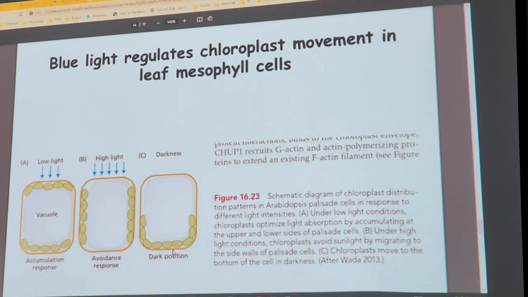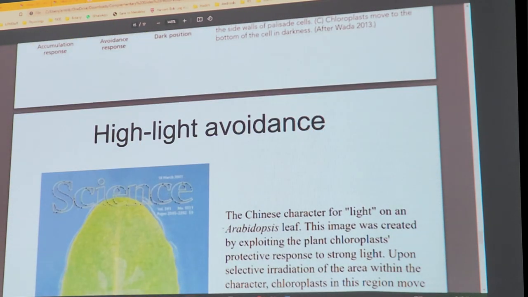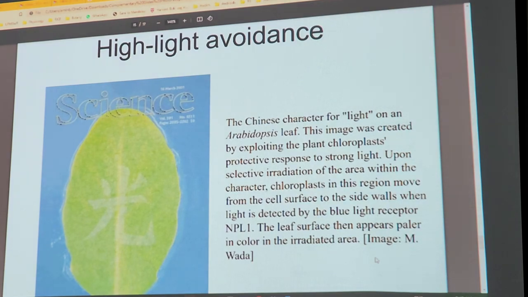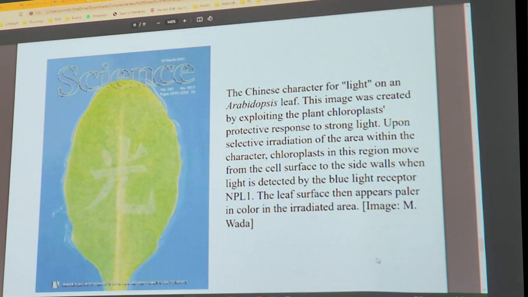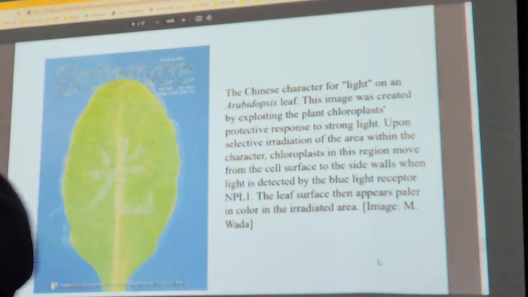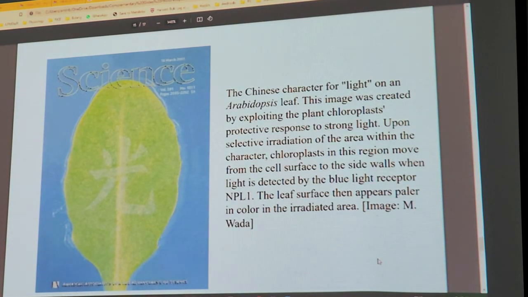Right? Okay. And then, what else? Ooh, what's this? Oh, yeah. I remember this issue, actually. If you have too much light in a certain region of the leaf, it will make the chloroplast stay away from it. When chloroplast is shying away, that region actually looks faded, whitish. Okay?